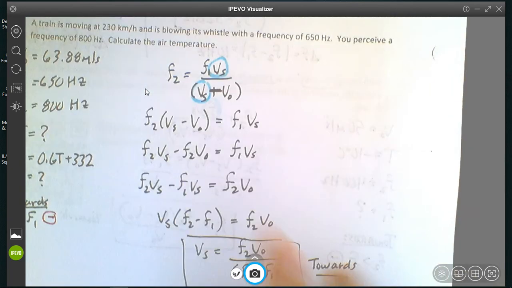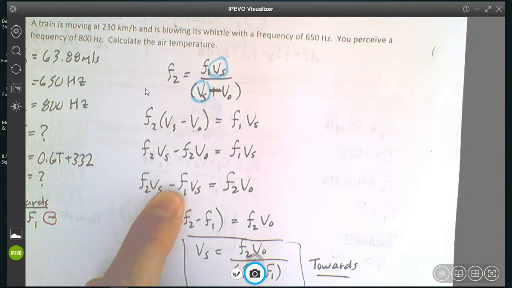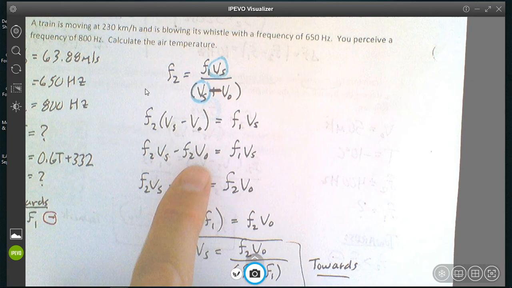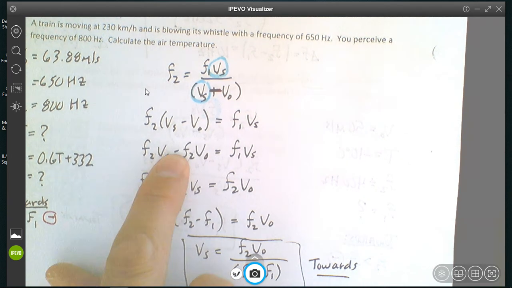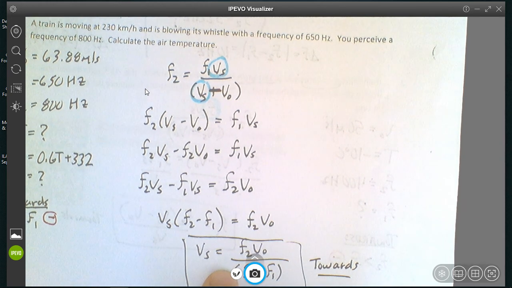For instance, if this one was moving away, that would be a plus sign, that'd be a plus sign, that'd be a plus sign, that'd be a plus sign. So then that would be a plus sign, that would be a plus sign, that would be a minus sign, you know what I mean? And you'd end up with a minus on the bottom. But you can figure that out on your own.